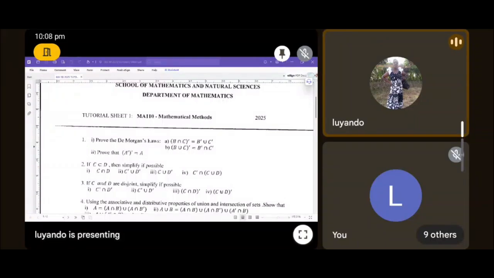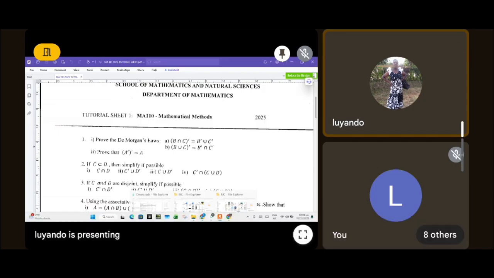Okay, so let's start. The first person said that we do question 1, Roman numeral 2. So they told me that we do this one, proving that A complement complement is equal to A. So that's the first one that we're going to start with. If you're ready for that, just give me a thumbs up so we can quickly start. Are we ready?